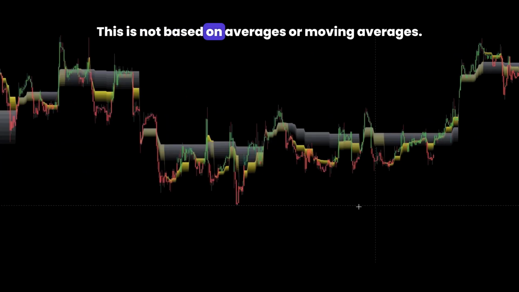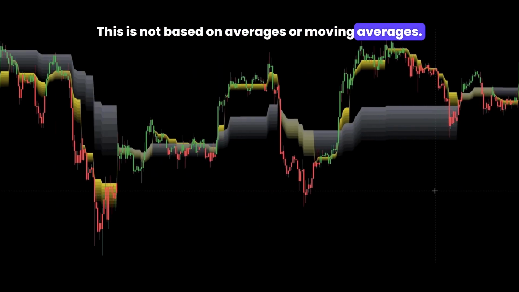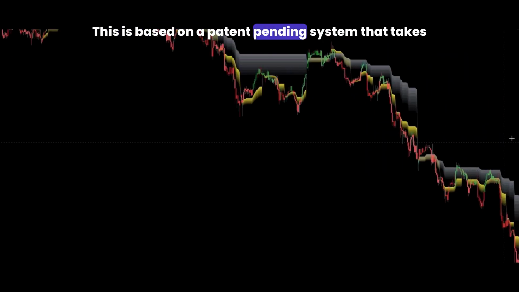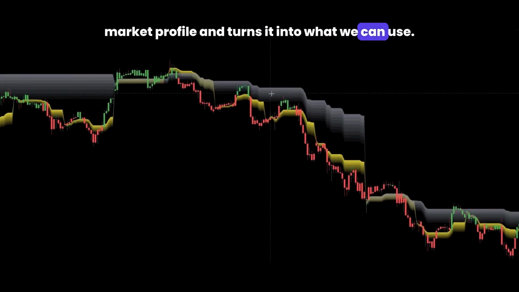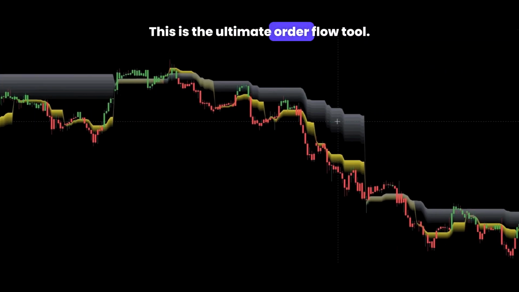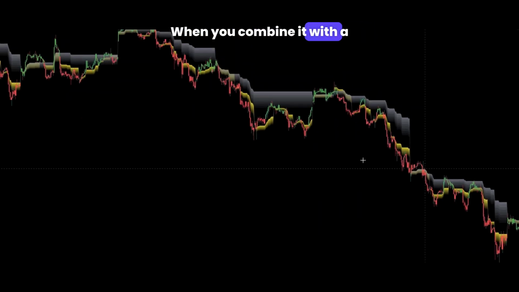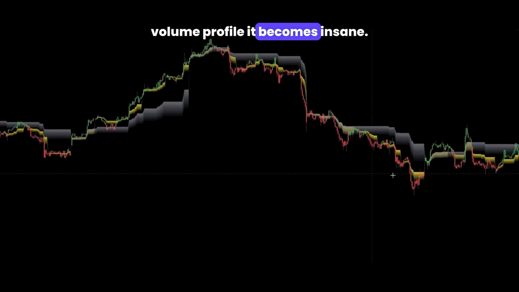This is not based on averages or moving averages. This is based on a patent pending system that takes market profile and turns it into what we can use. This is the ultimate order flow tool. When you combine it with a volume profile, it becomes insane.